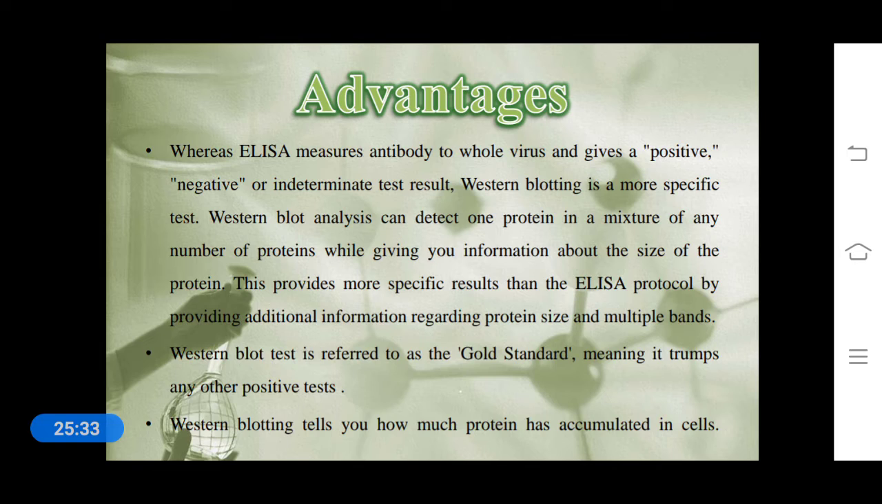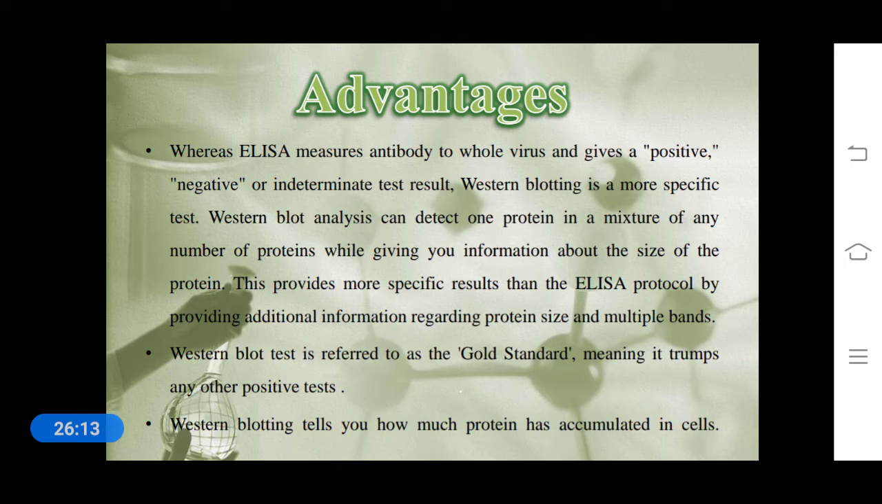ELISA measures antibody to whole virus and gives a positive, negative or indeterminate test result. Western blotting is a more specific test when compared to enzyme linked immunosorbent assay. This is also an immunological assay, but ELISA will just measure antibody to whole virus and give a positive, negative or some result. But Western blotting is more specific when compared to ELISA.